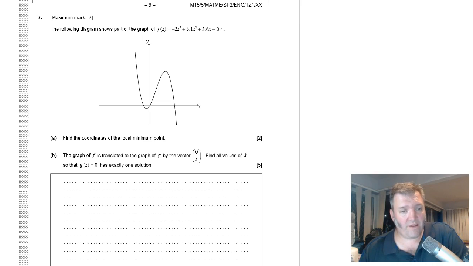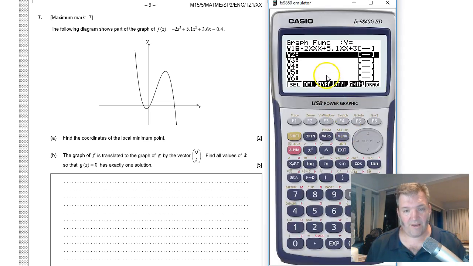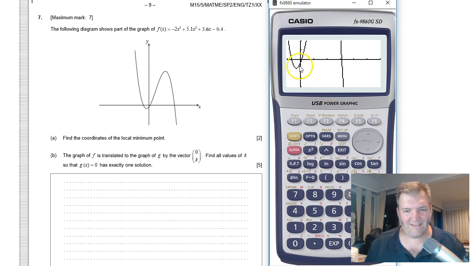The following diagram shows part of the graph of a cubic. Find the coordinates of the local minimum point. Calculator exam, calculator time. Get your calculator out, you can see I've already popped it in there. What I haven't done is look at the viewing window yet, and if I draw it, I can find the local minimum there. If they've given you a view, try and match that view. Just makes your job a little bit easier.